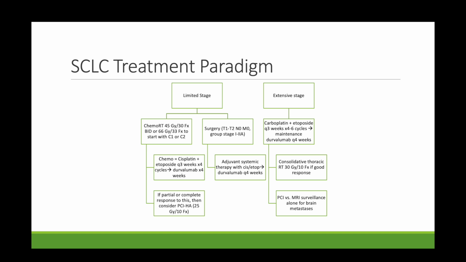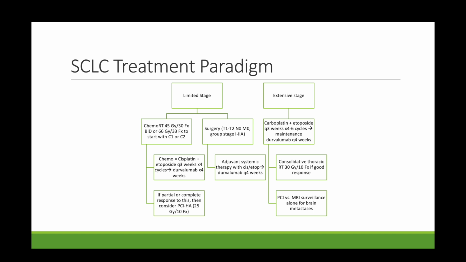For extensive stage disease, we can give carboplatin and etoposide every 3 weeks for 4 to 6 cycles, followed by maintenance durvalumab. With small cell lung cancer, we actually have data for providing consolidative thoracic radiation, so 30 gray in 10 fractions, your typical palliative dose. But there's data for consolidative thoracic radiation if patients have a good response to upfront chemotherapy, even with extensive stage disease.